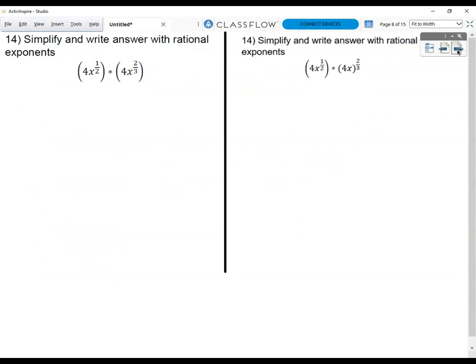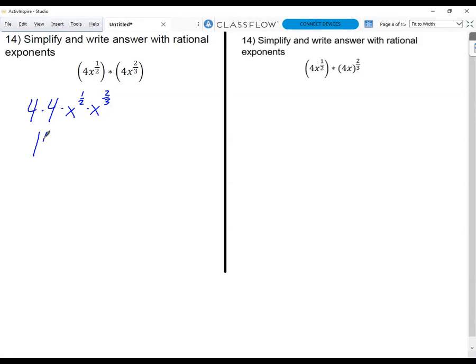Number 14, I mistyped. It should look like the one on the right here, but I'm going to do both of them here just so you can see what this is like. So 4x to the 1/2 times 4x to the 2/3. Simplify and write with rational exponents. That's no big deal. So what we're going to have is 4 times x to the 1/2 times x to the 2/3, because multiplication is commutative, so we can shift it around.